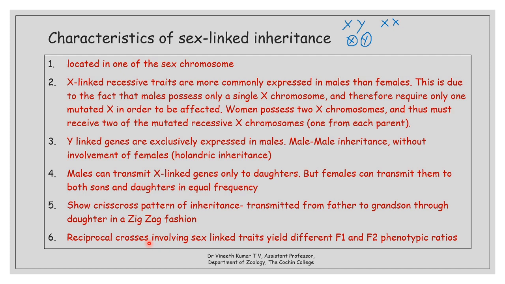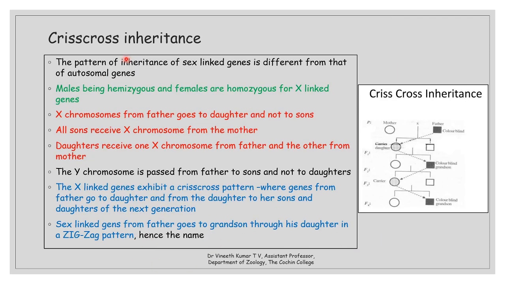So next we'll discuss in detail what is called a criss-cross inheritance or a zigzag inheritance. It is a pattern of inheritance which is shown by sex-linked genes. Here, sex-linked genes entirely refers to the X-linked genes, because as we said in the introduction itself, in humans, sex-linked genes usually refers to the genes which are X-linked. Y-linked, you specifically say that they are Y-linked.